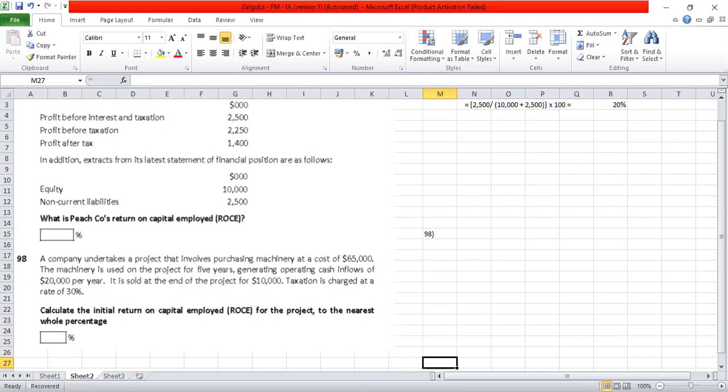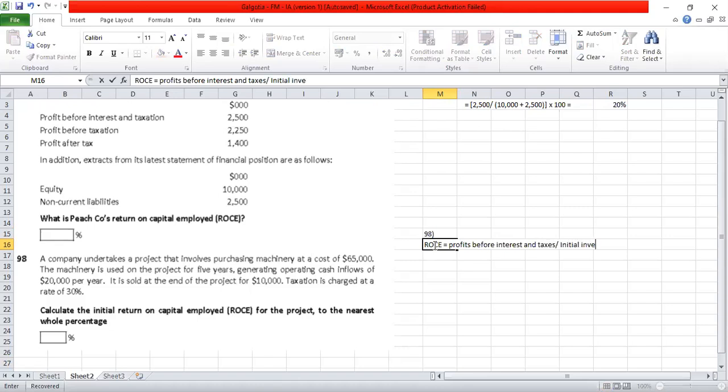Initial return on capital employed. The formula would be the profit before interest and tax divided by the initial investment, just like the 97th question. So that's the formula of ROCE. Now the numerator, profits before interest and taxes. What do we have in this question? The machinery is used on the project for 5 years, generating operating cash inflows of 20,000 per year, and there is a tax rate of 30% which is given.